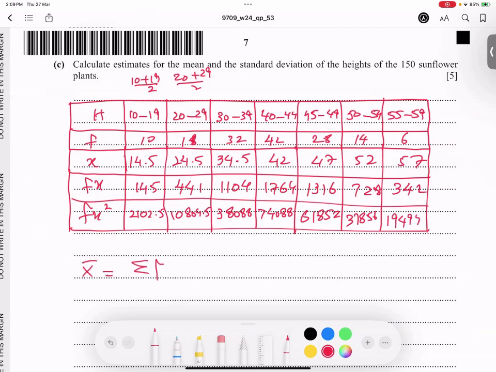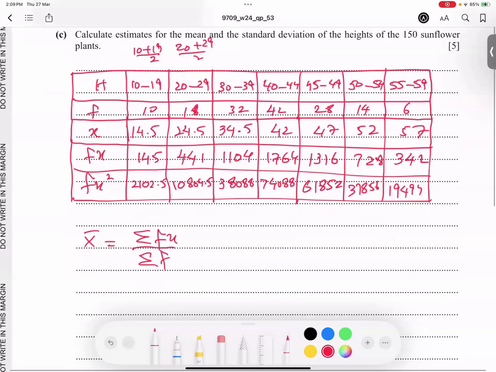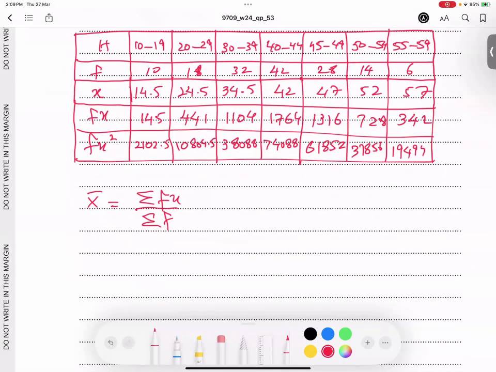Sigma fx over sigma f. Sigma means you add all the upper numbers. I've saved my time because I've done my job. So if you add these values, you must copy up, and if you add these, copy down, there's 150. Therefore, sure, we need it. So 150 here, students, this is the mean, and the upper number I'm getting here is 5840. And the mean is finally coming to 38.9.